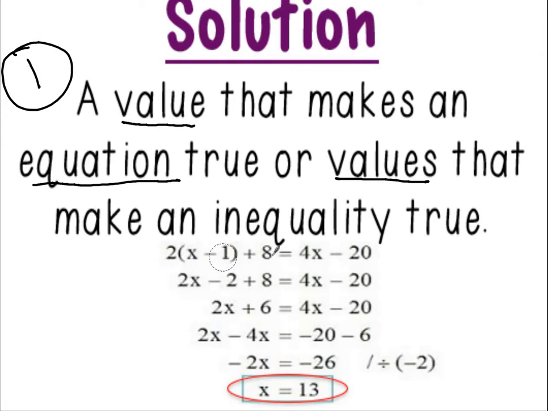Like in this case, if you solve using the distributive property, you get 2x minus 2 plus 8 is equal to 4x minus 20. If you work your way through the problem, you find out that x equals 13. So x equals 13 would be your solution, because that's the only number you can put in for x that will make this statement true.